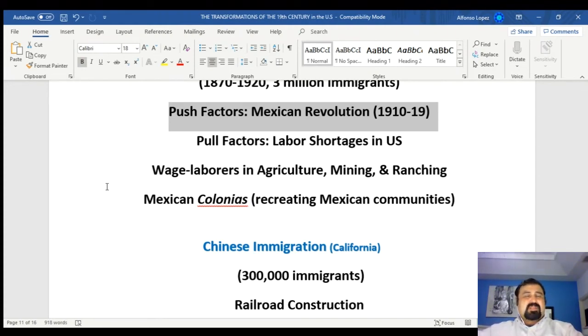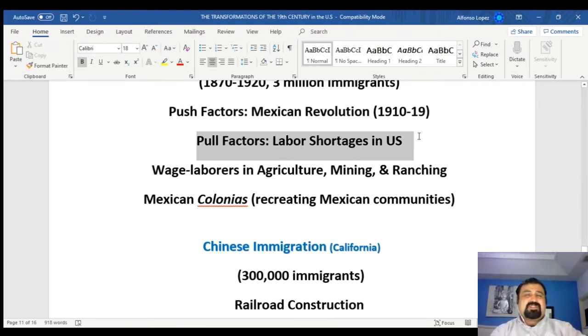9 years. And in those 9 years, because of the violence and the turmoil, a lot of Mexican families decided to leave altogether, and they're trying to get to a safe place, and they're going to come into the United States. Again, there will be 3 million people coming. One of the push factors is the Mexican Revolution, but also there's a pull factor.